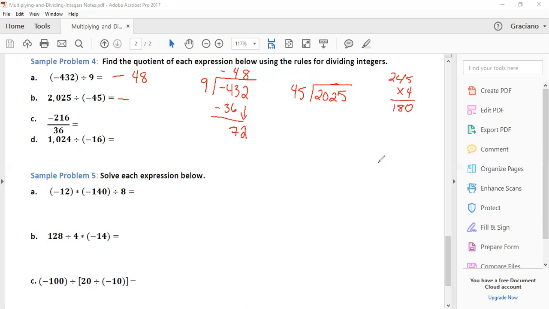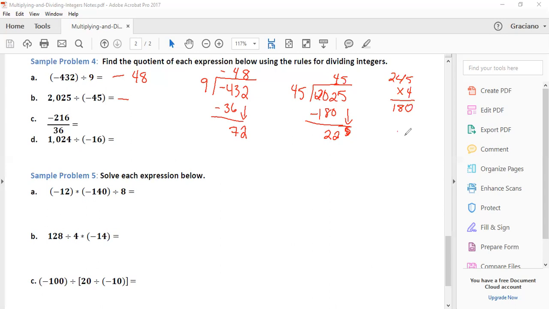Okay, I am not going to get any closer to 202 than 180, so it definitely goes in 4 times. 202 minus 180 is going to give me 22. I'm going to bring down the 5. So how many times is 45 going into 225? It's going to go in 5 times.